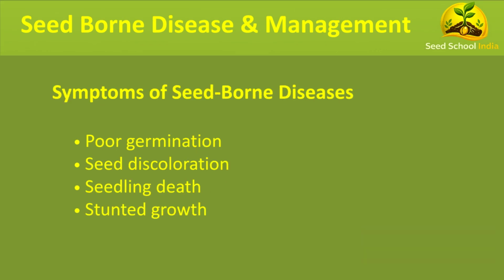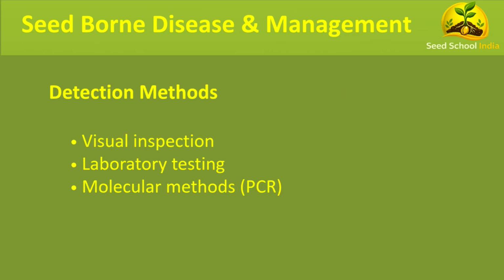Seed-borne diseases can be identified by symptoms such as poor germination, discolored or shriveled seeds, seedling death, and stunted plant growth. In some cases, visible signs like fungal growth or lesions may also be present. Detection of seed-borne pathogens is done through visual inspection, laboratory testing, and advanced molecular techniques like PCR. These methods help in identifying pathogens even before symptoms appear in the field.